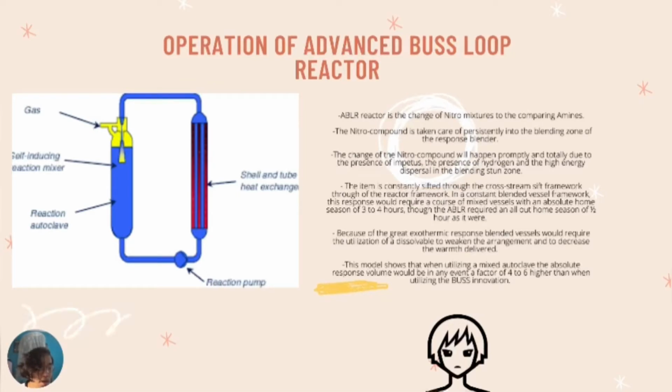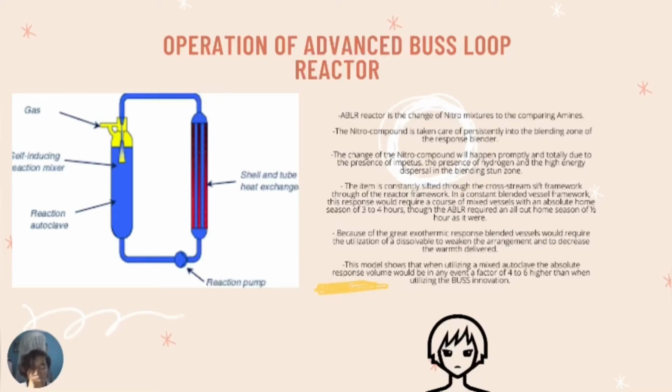Right, in the ABLR reactor there is the conversion of the nitro mixture to the corresponding amines. The product is constantly circulated through the cross-flow filtration framework and through the reactor framework. Right, so because of the great exothermic reaction in a mixed vessel, it would require the use of a solvent to dilute the solutions and to decrease the thermal delay.